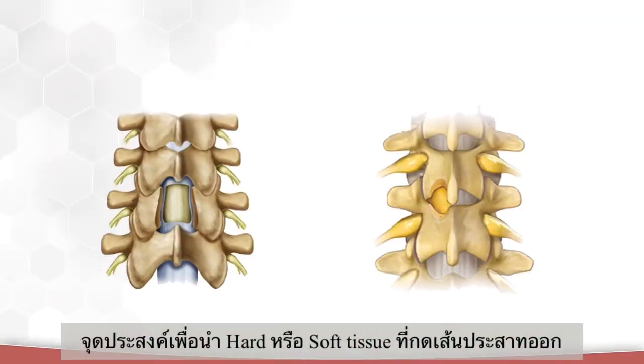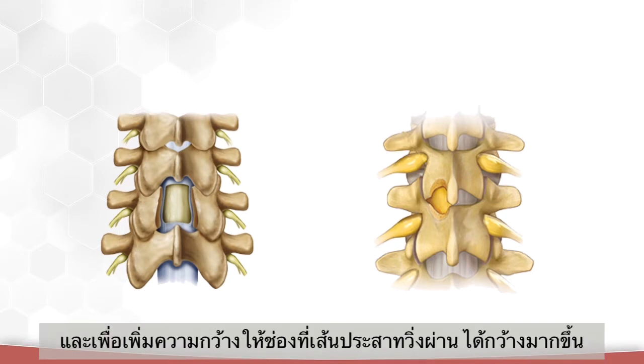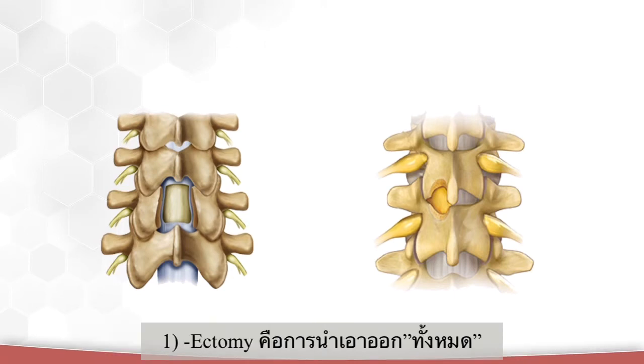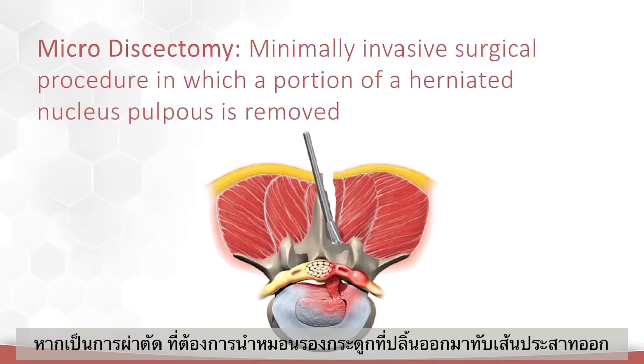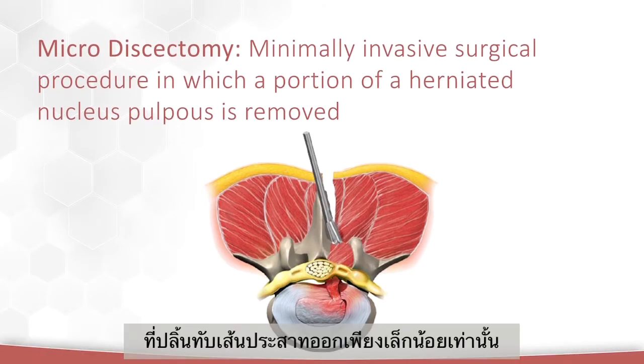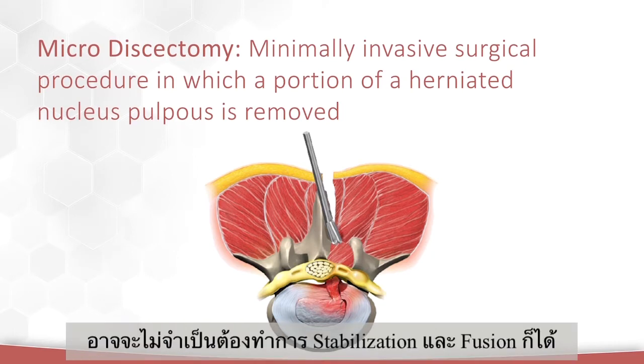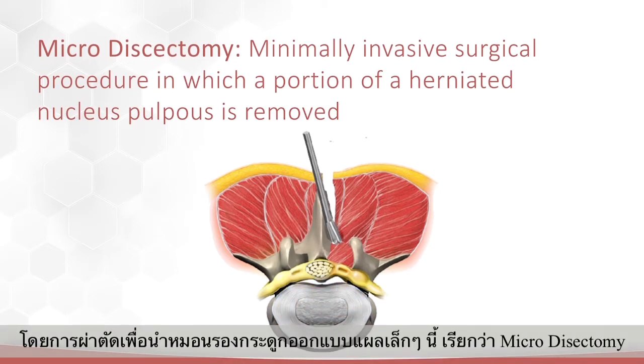The surgical maneuvers used to take away hard or soft tissue and/or make space for the nerves are named for the anatomy removed and the suffix ectomy, which means to remove all of, or the suffix otomy, which means to cut through or remove part of. In the case that only a small amount of disc needs to be removed to decompress the neural elements, it may not be necessary to perform stabilization and fusion, but rather make a small incision and remove the herniation. This is commonly referred to as a microdiscectomy.